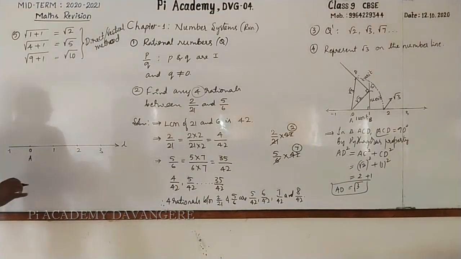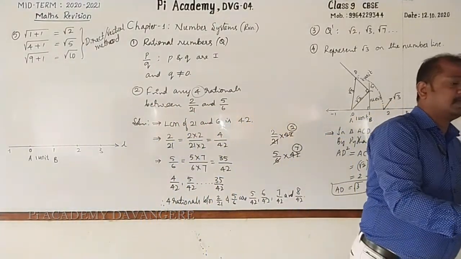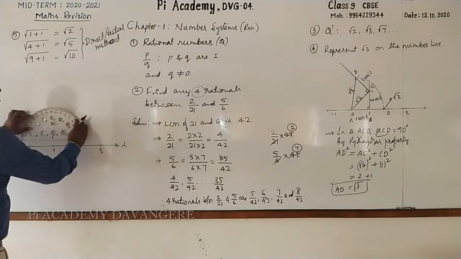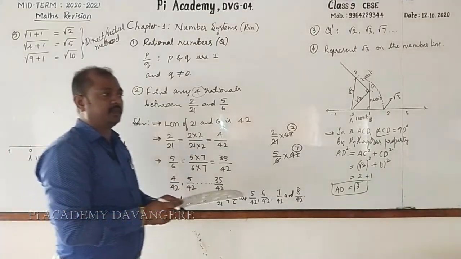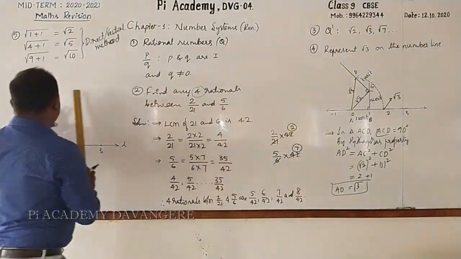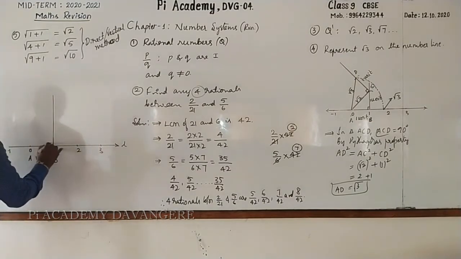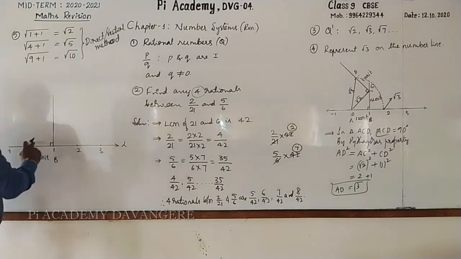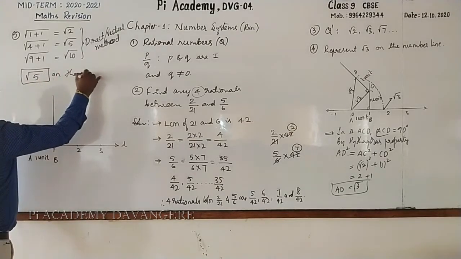Again, call this 0 as A, 1 as B. What is the distance from A to B? Very good. This is 1 unit. Hope that you have written. At B, construct 90 degrees. Take the protractor. Place the midpoint of the protractor at B, mark against 90 degrees. Then draw the line from B to the marked point. You will get the perpendicular. Look here. You are going to represent root 5 on the number line. Here I'll write root 5 on the number line.